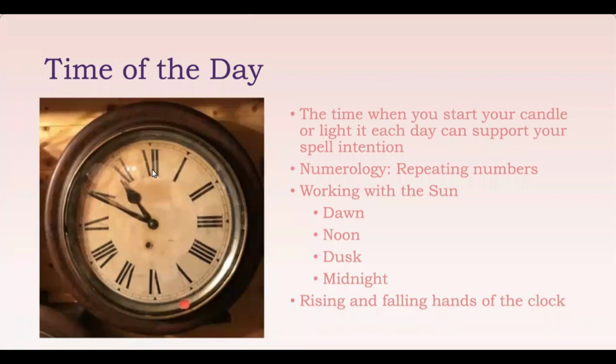If both hands of the clock are on the right half of the clock face, that's a great time for us to be doing spells of banishing, releasing, and letting go. If the clock hands are on the left side, like they are here, the clock hands will be going up. And this is great for doing spells where we want to invoke something or bring something in. And that's another way we can work with the time of day.